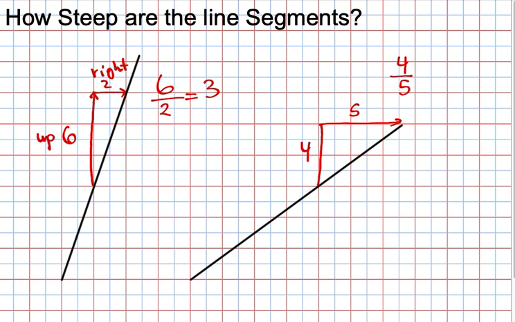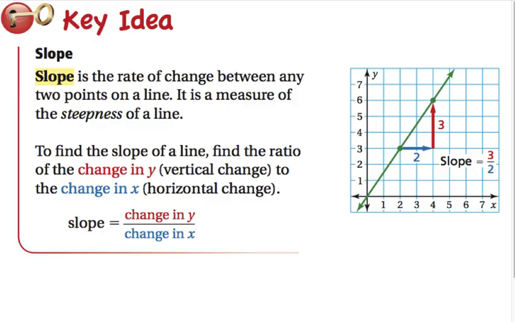So we're going to describe how steep a line is with a ratio of how fast it goes up as it goes to the right. This is called slope. Slope is the rate of change between any 2 points on a line. It is the measure of the steepness of the line. To find the slope of a line, find the ratio of the change in y, vertical change, to the change in x, the horizontal change.